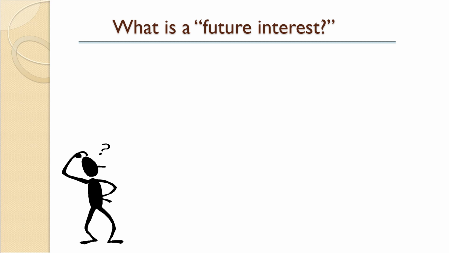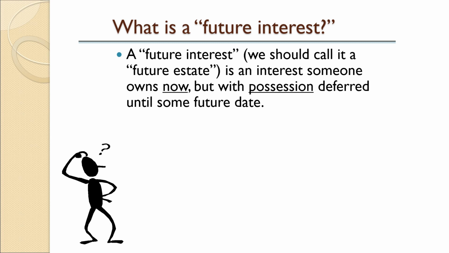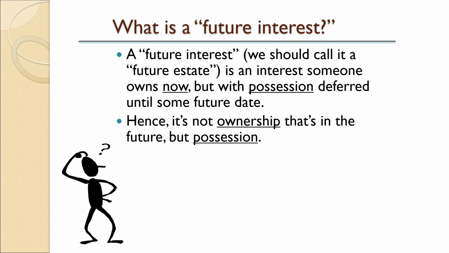So, if we summarize what we've learned here, what is a future interest? We ought to call it a future estate probably, but we use the term future interest. It's an interest that somebody owns now, but with possession deferred until some future date. So it's not ownership in the future, it's only possession in the future. The ownership of it exists right now.